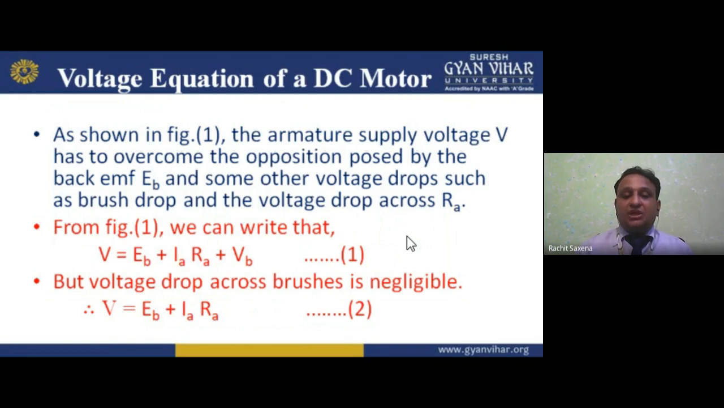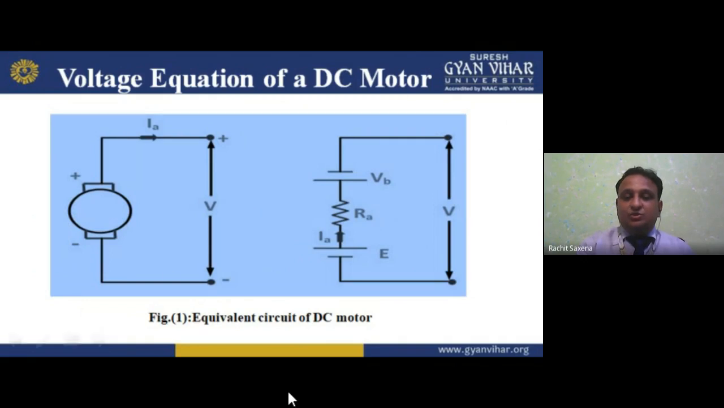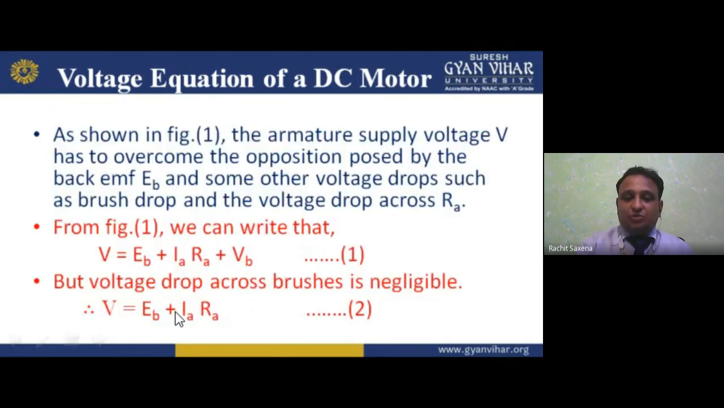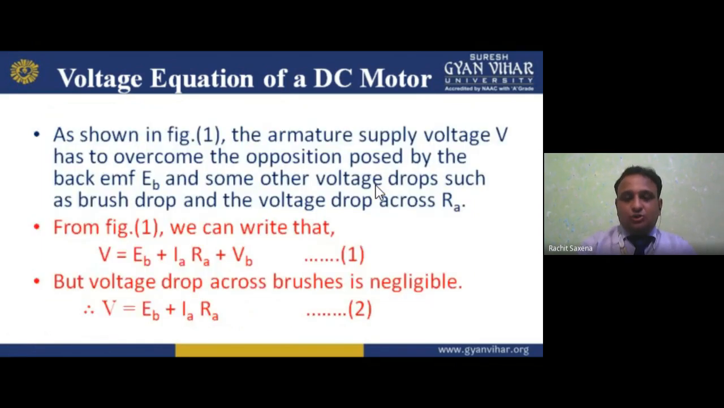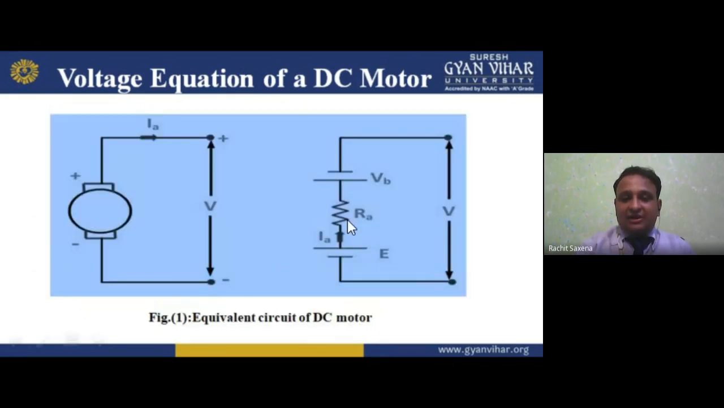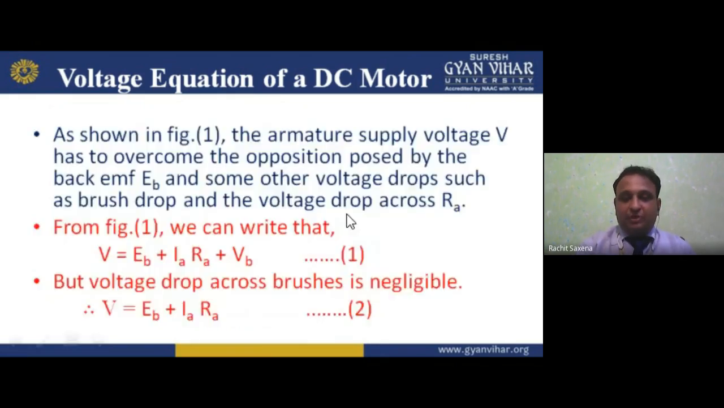V is equals to EB plus IARA. Clear? This is the equation. V is equals to EB, we can write VB. Instead of VB, we can write EB. So V is equals to EB plus IR. IRA is I into RA, the voltage drop. Now the equation becomes V is equals to EB plus IA RA. I hope you understand. Now this is the voltage equation we can use for the motor.